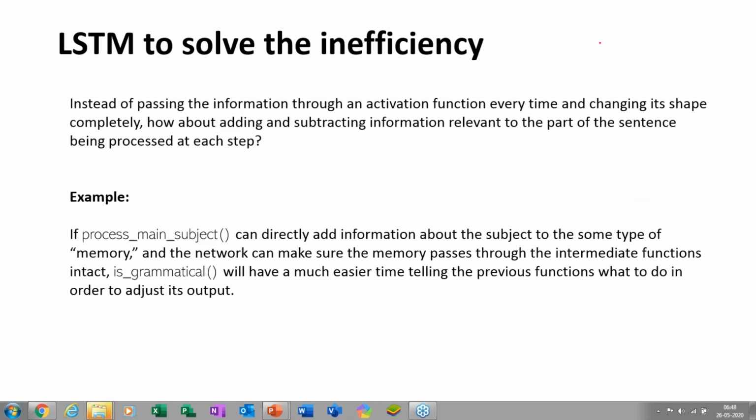So let's take the whole understanding of LSTM that solves the problem with an example. If the network processes the main subject, it can directly add information about the subject to some type of memory, and the network can make sure the memory passes through the intermediate functions intact, like the is-grammatical function, our outer function. We'll have a much easier time telling the previous function what to do in order to adjust its output. So that's the thing we bring in with LSTM, and that solves the problem of losing the information.